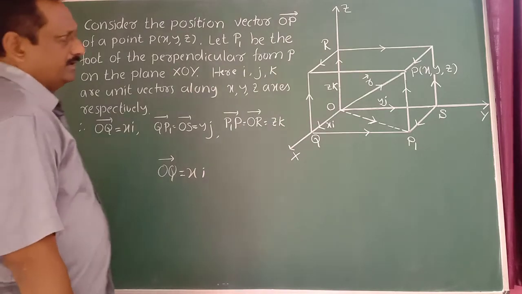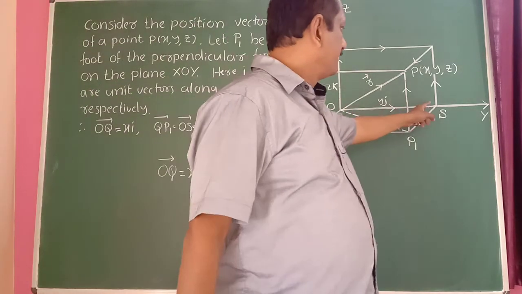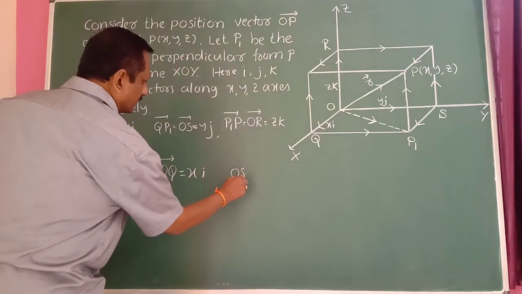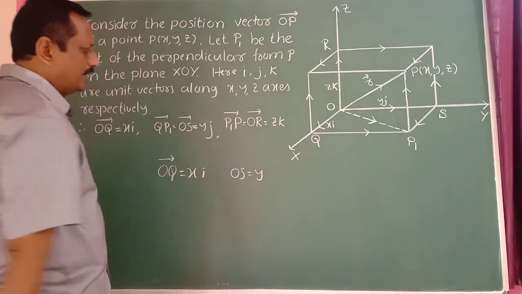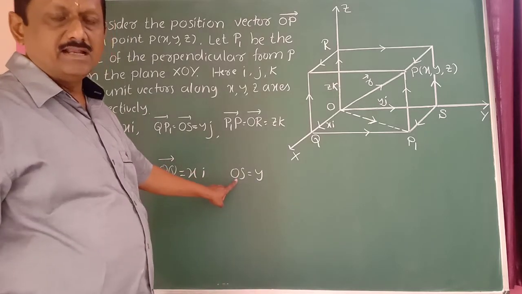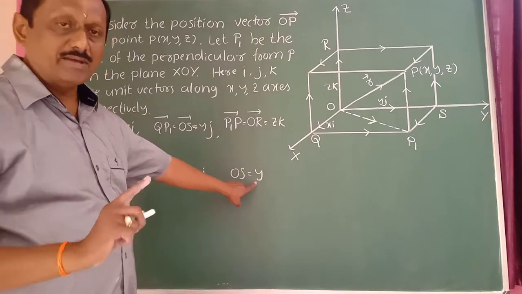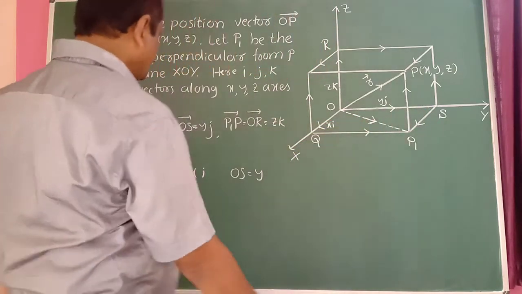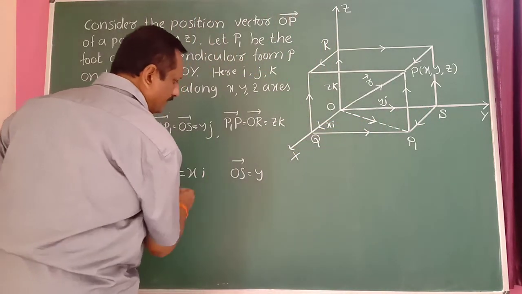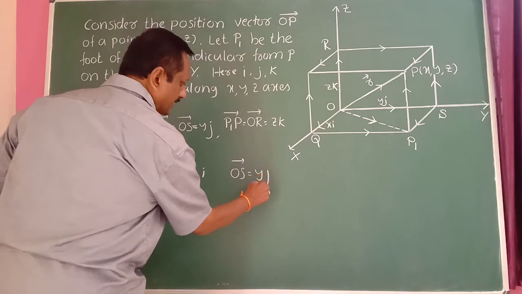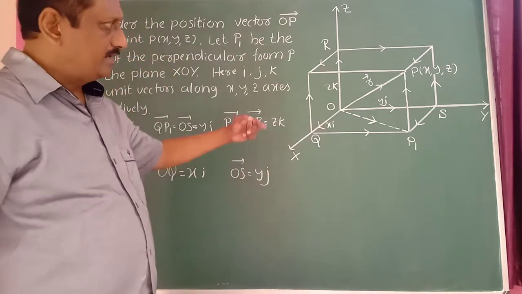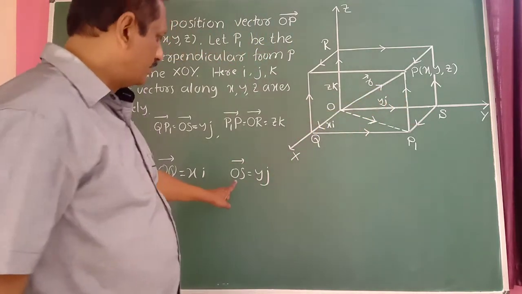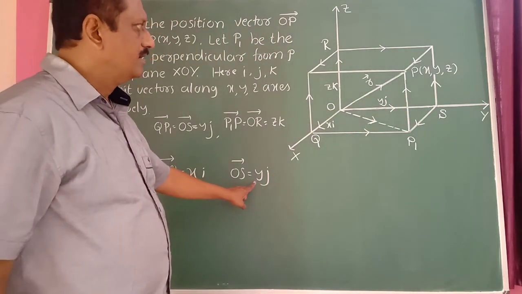Similarly, in this case, OS is equal to y. It is a scalar quantity, which means it has only magnitude. This length is y units here. Suppose if you take an OS bar, then multiply by j. Here j denotes the direction of that vector. So OS bar is yj.